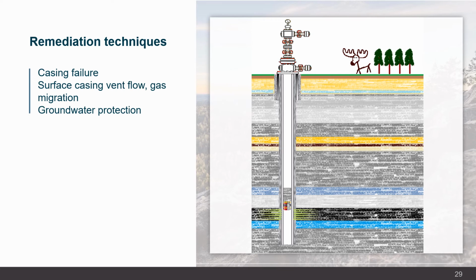First, casing failures, where the casing that was cemented in the well is no longer able to contain the pressure exerted by the wellbore fluids. Second, surface casing vent flow or gas migration, where a flow of gas exists outside the cemented surface casing. Or third, groundwater protection, for instance, if the base of usable groundwater was not covered by cement at the time the casing was first installed in the well.